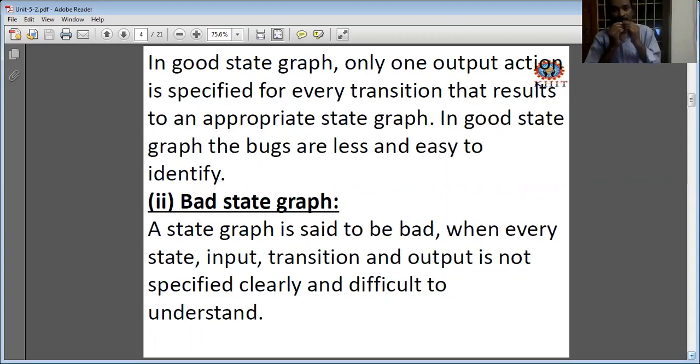In a good state graph, the bugs are less and easy to identify. One more point is, in good state graphs, the bugs are less and also easy to identify.